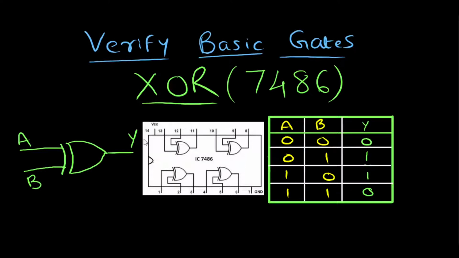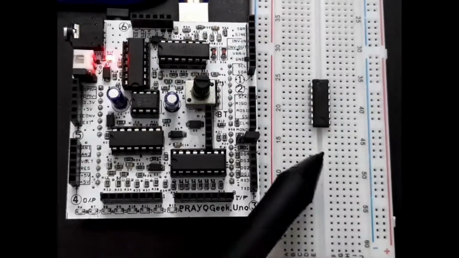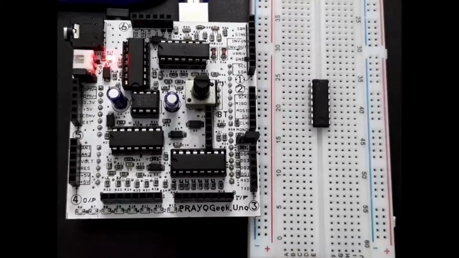Now if we look at the IC of the XOR gate 7486, it is very similar to the other gate ICs, wherein pin number 1 and 2 are the inputs for the gates and pin number 3 is the output. Similarly, like the other gate ICs, it has 4 gates in this 7486 IC. Now let's go ahead and make the connections. I have placed this 7486 IC here, and let's start giving the connections from our Prayogik Uno board and verify this truth table.